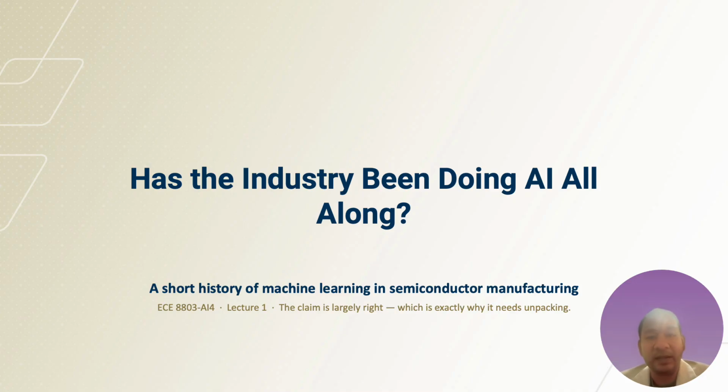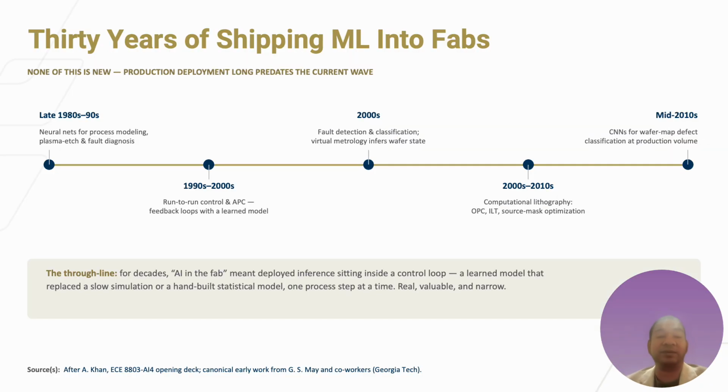That is the present. Now let me ask a fair question. Is any of this actually new? The industry often says it has been doing AI forever. Let's test that claim by looking at the history. The timeline shows that machine learning has been shipping into real fabs for about 30 years.